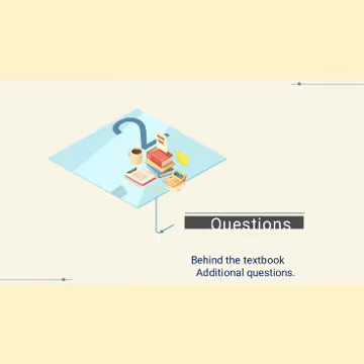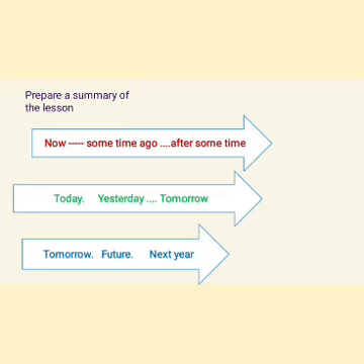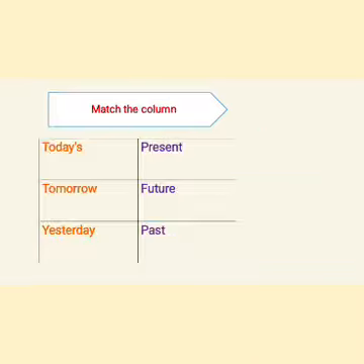Next step, questions. Behind the textbook, there is an exercise given. Solve those questions. And now, with the help of the survey, prepare additional questions. Look at this slide again. Some time ago, after some time, today, yesterday, tomorrow, future, next year. I prepared a question on my own. Match the column. Today is present, tomorrow is future, yesterday is past. With the help of the summary, it was not making sense to you then, but now I made a match the column question.